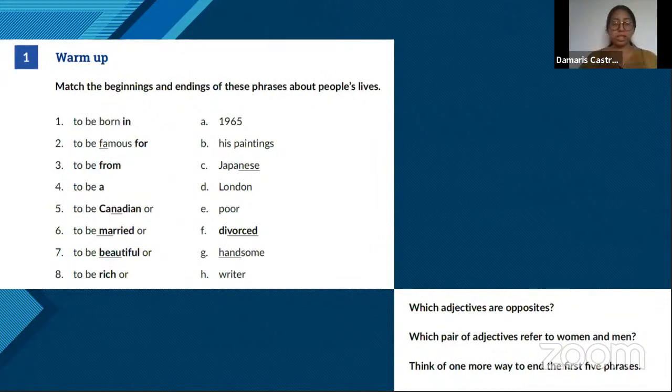To be born in 1999. Okay, 2, continue. Famous for his songs. To be from Ecuador. Okay. To be... se me fue. Ecuadorian, y la última to be Canadian or Chinese.